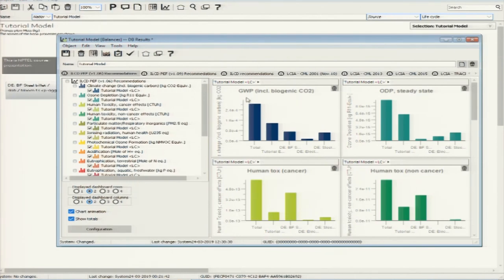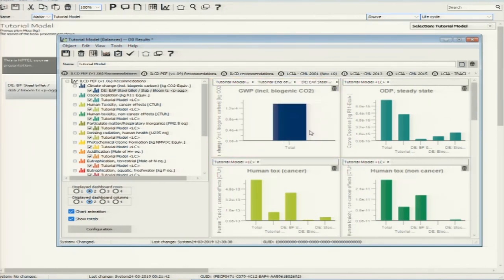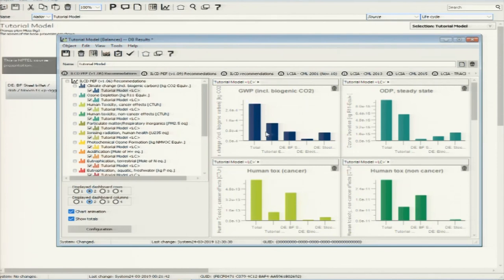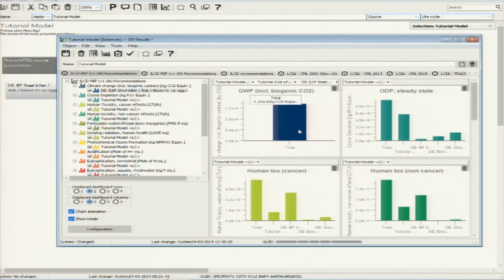So you can see global warming potential, ozone depletion, then human toxicity, cancerous and non-cancerous. These are the outputs that are coming here. So we can just click at one bar. If I double click at one bar, it will show the next tier of the connections here. So we can again click it here. So you can see the next tier total, what is happening. It is showing here, double click. If I double click here, it is showing the next tier, tutorial end of life model, carbon dioxide equivalent.